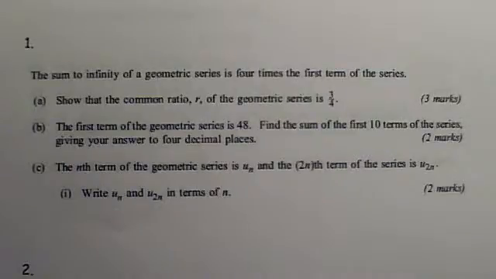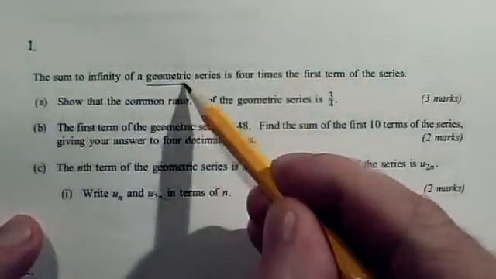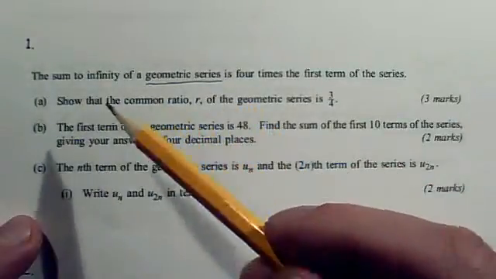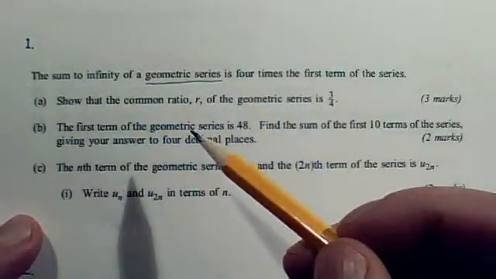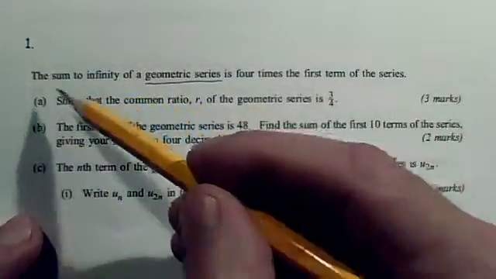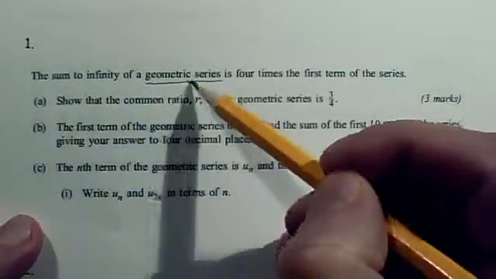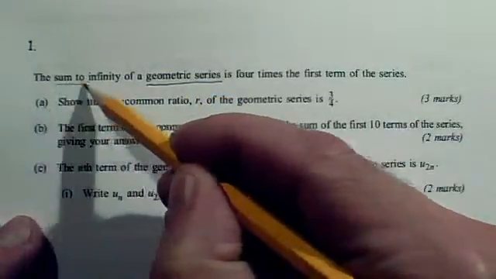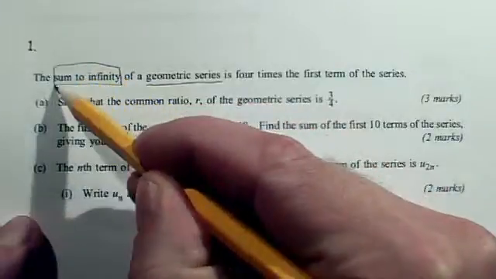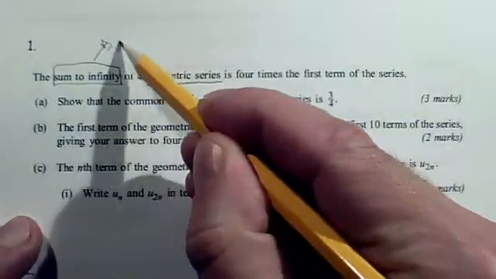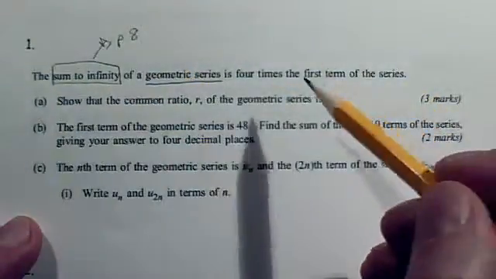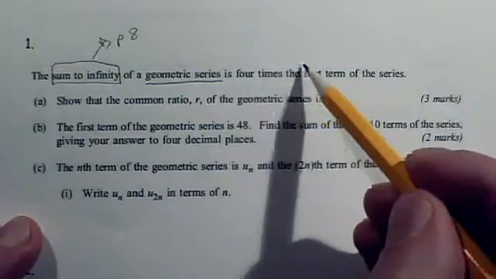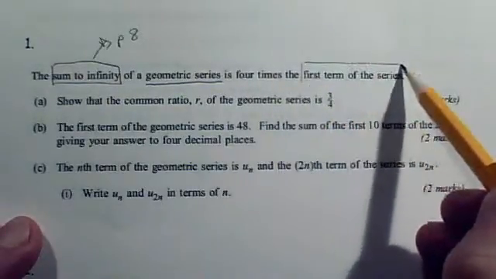Okay, here we've got our question about a geometric series, and you will find examples really quite like this in your notes. But to get started, having identified it's a geometric series, you need to pick out the sum to infinity, so that gives you one formula from page 8 of your formula book, and then 4 times the first term of the series.